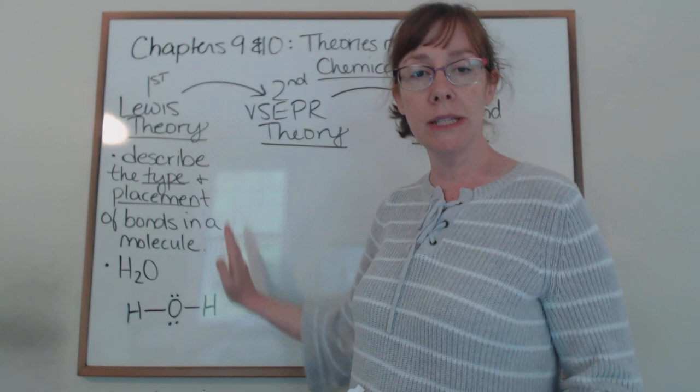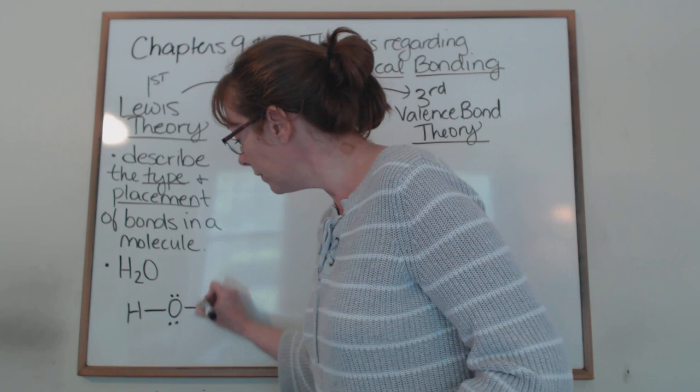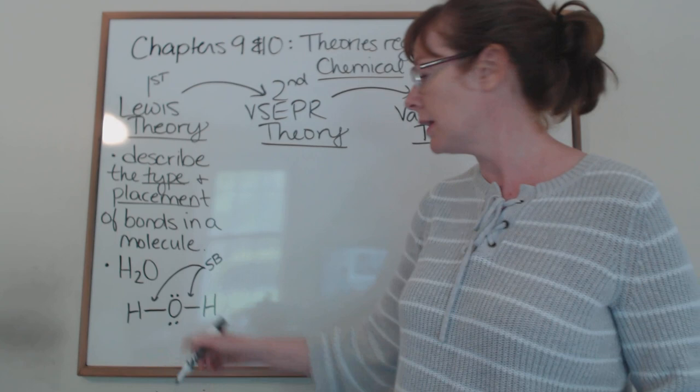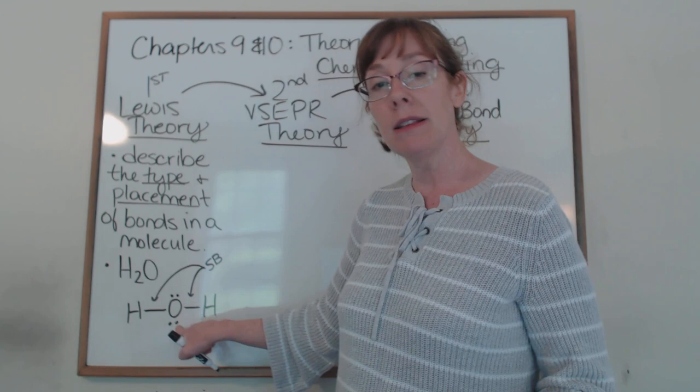But essentially, Lewis theory gets us to this point in our understanding of the molecule. What we can learn from Lewis theory is that there are single bonds between the H's and the O. I'm just writing SB for now, but that just means single bonds between the hydrogen and the oxygen atoms. And also these little double dots here, we're going to learn that those are called lone pairs. That's something else that Lewis theory will help us to understand.